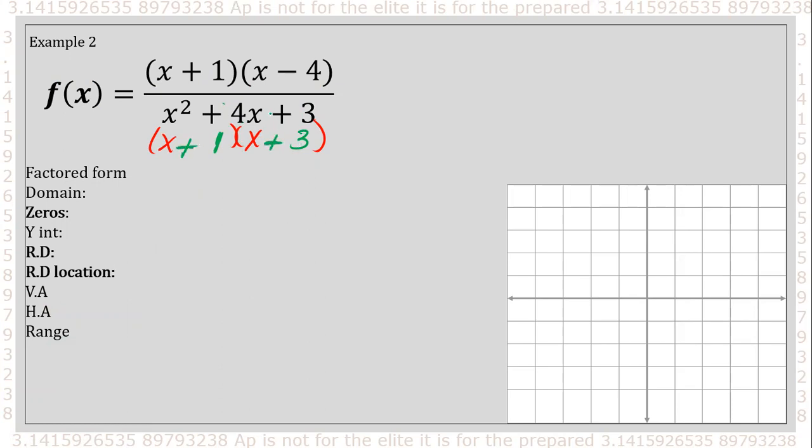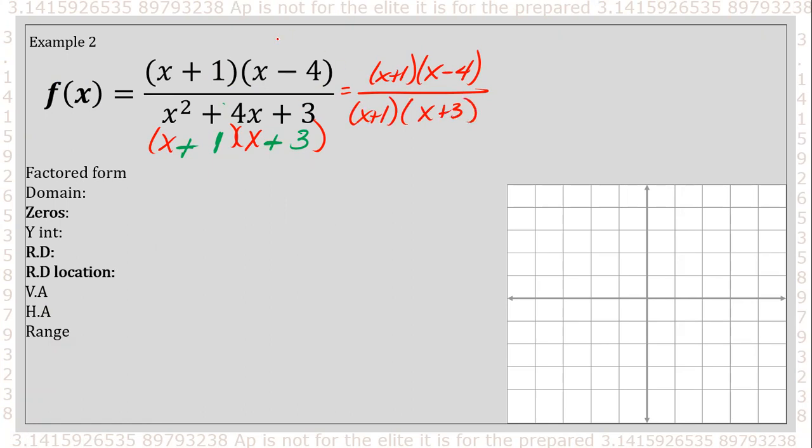So not that bad. Okay, so what I want you to know is that this right here is in factored form. They will not always give it to you in factored form, but it is a nice step to have. So I'm going to go ahead and write it, x plus 1, x minus 4, and I got x plus 1 and x plus 3.